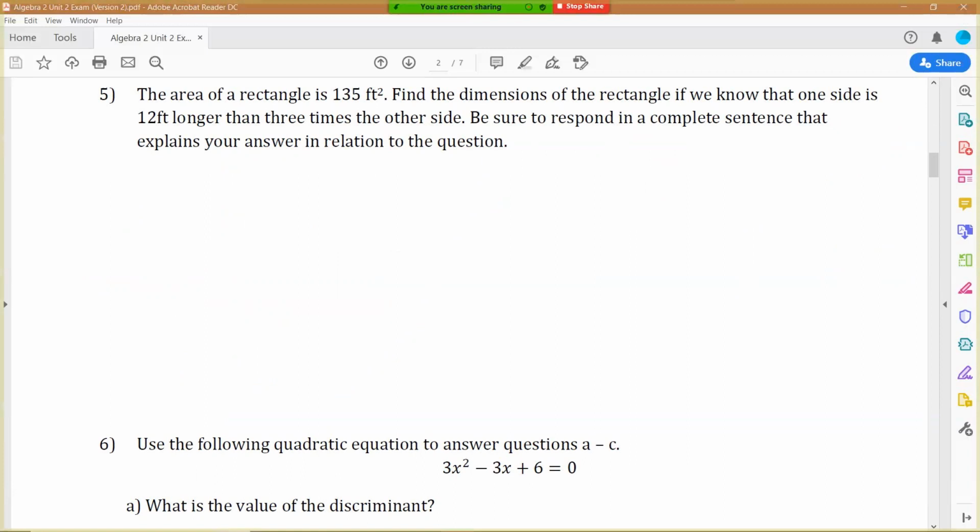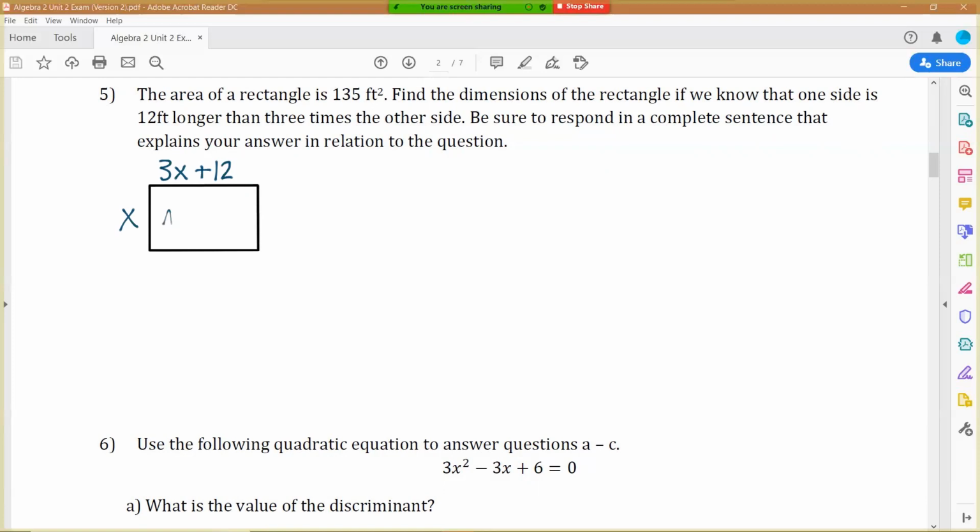I gave you, I believe, a diagram with your rectangle. We're going to say one side's X, and then we know the other side is 12 feet longer than 3 times that other side. So 3 times the other side plus 12. If I tell you something is 12 feet longer, you're just going to add 12 to whatever you were given. So we're just adding 12 to the 3x.